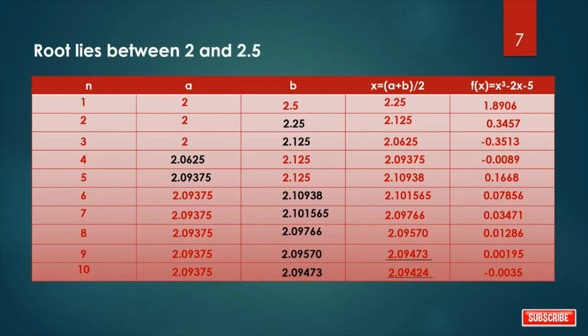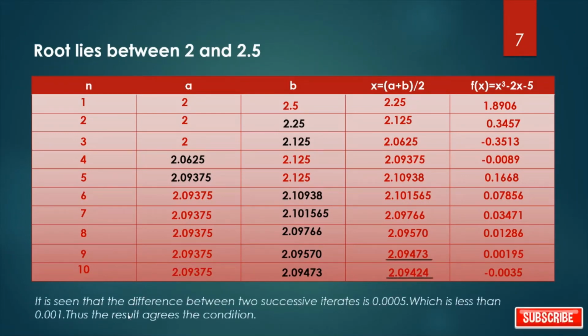Now see these two values. It is seen that the difference between two successive iterates is 0.0005, which is less than 0.001. Thus the result agrees the condition and we should stop here.